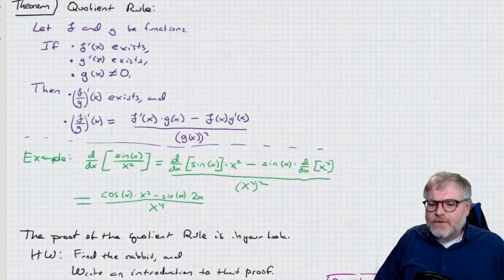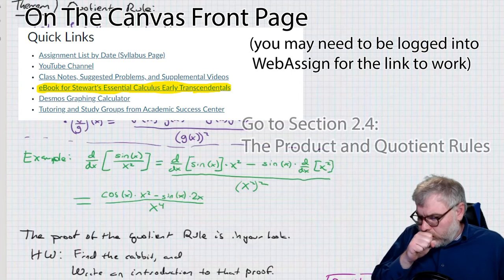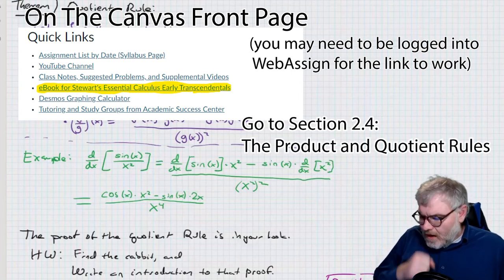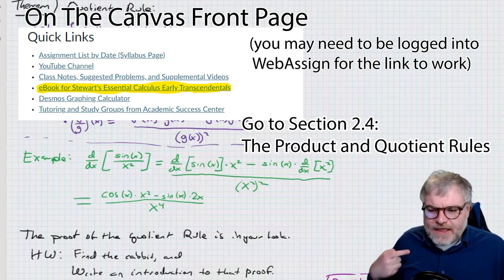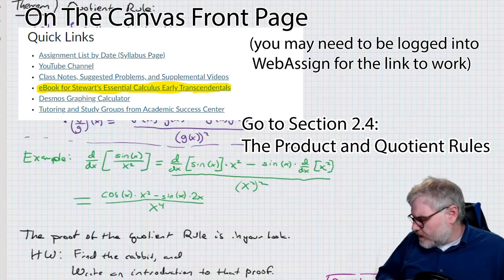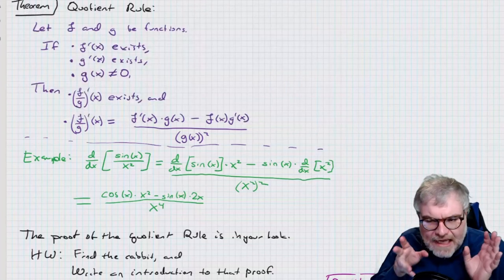So what you need to do is go into your book, to the section in your book, and read about the proof of the quotient rule. It's in there. And when you get to it, what I want you to do is find the rabbit.